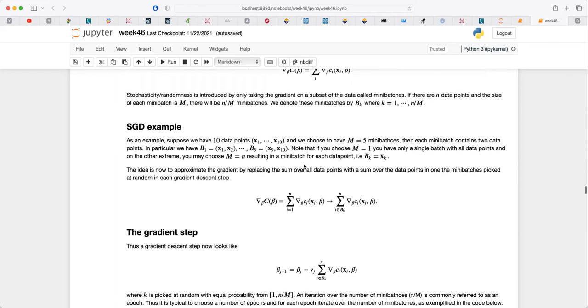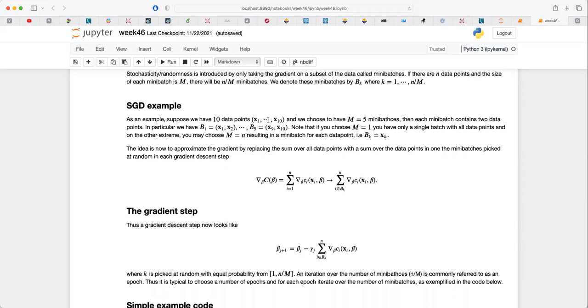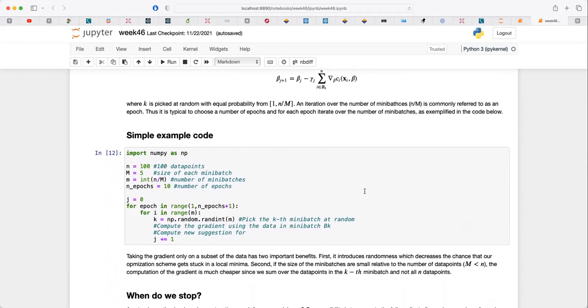Just to give you an example, you could think of having 10 data points. If you decide that you have 5 mini batches, then each set would contain only 2 data points. Then you could have batch 1, batch 2, and up to batch 5, which contains these data points. Or you could shuffle these data points randomly. So instead of having x1, x2, you could have picked randomly x5, and then the next one would be x6, and the final batch here could be x1 and x2, just to give you an example. Your gradient would then simply be the sum over all these batches. And I'm going to show you some simple examples on how you can do that.